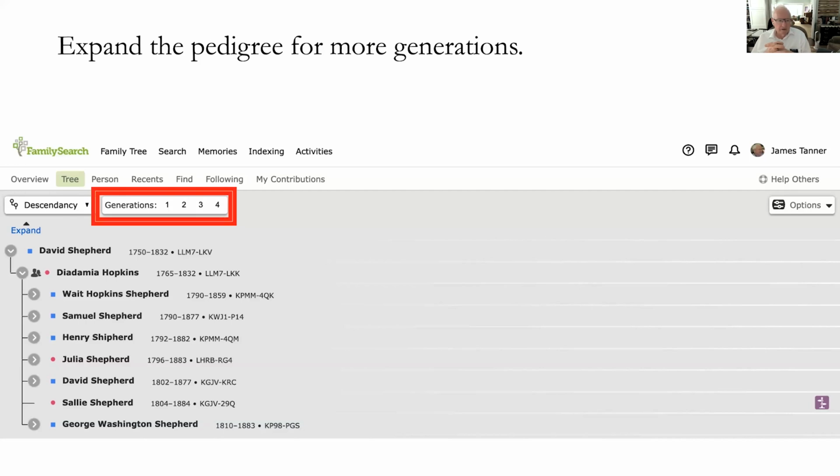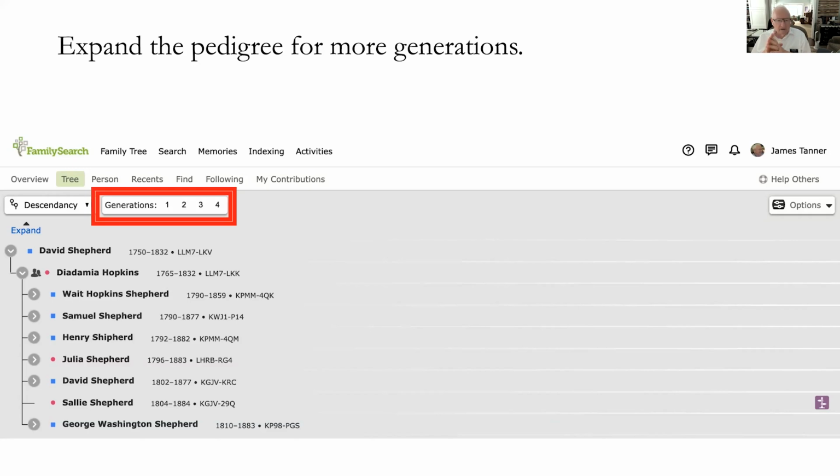complete families. So you take the next person down in the line, Wade Hopkins Shepherd, and he died in 1859. So he and his family would probably show up in the 1859 census, and so forth with each of them. Samuel Shepherd in the 1850, 1860, and 1870 censuses. Same thing with Henry Shepherd, you're down to 1850, 60, 70, 80 censuses.